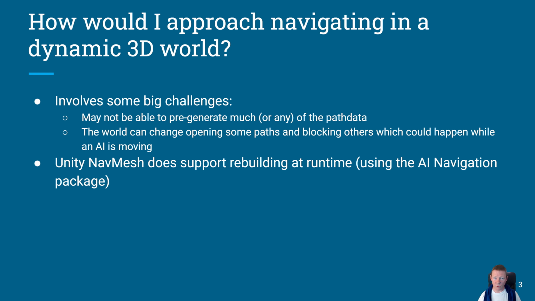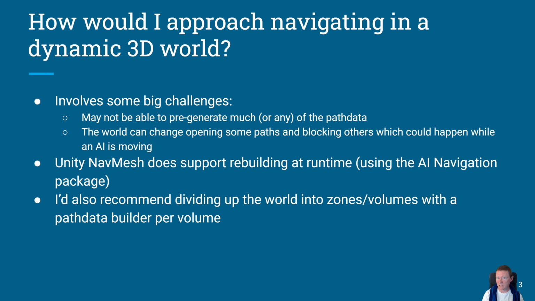So for something that is moving along the ground, along the surface, that is actually an option. Now, the rebuilding is not cheap, so what I would recommend is that you divide your world up into zones or volumes, and when one of them is changed, you just rebuild that. That minimizes the performance hit, and also allows you to have the AI check: does your path go through here? Yes? Okay, you need to regenerate that path.